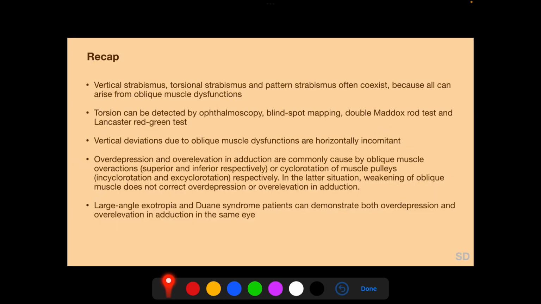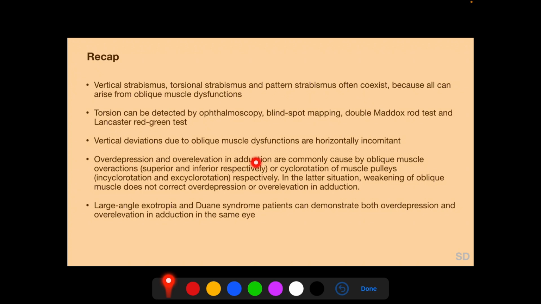So to recap the salient points, vertical strabismus, torsional strabismus and pattern strabismus often coexist because all can arise from oblique muscle dysfunctions. Torsion can be detected by ophthalmoscopy, blind spot mapping, double Maddox rod test and Lancaster red green test. Vertical deviations due to oblique muscle dysfunctions are horizontally incomitant.